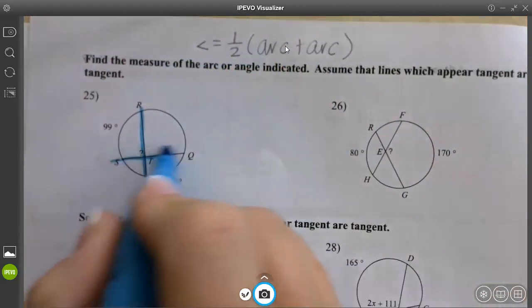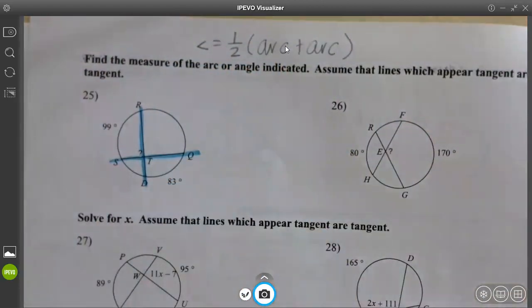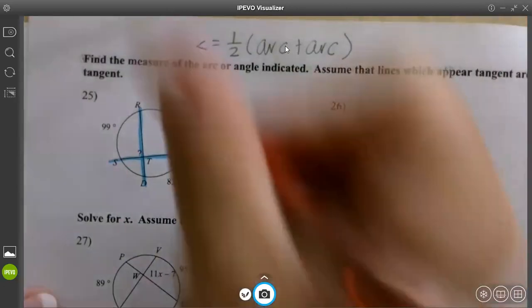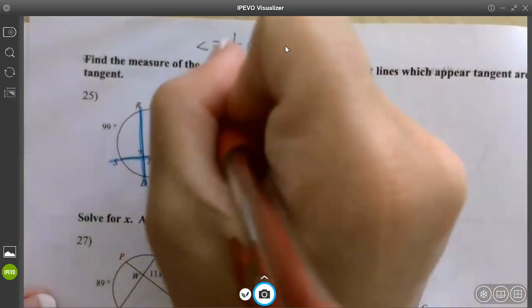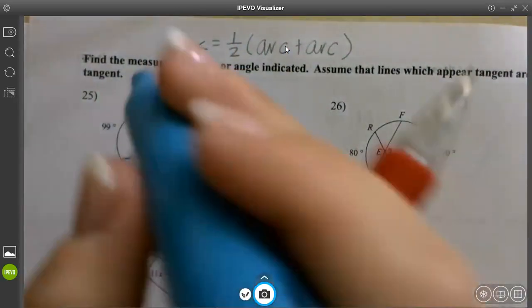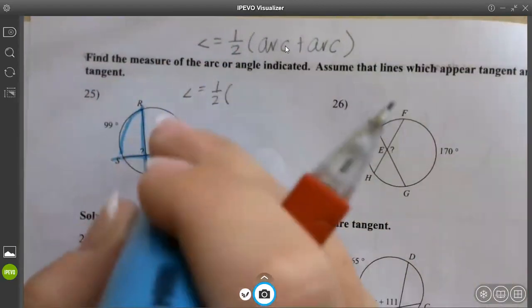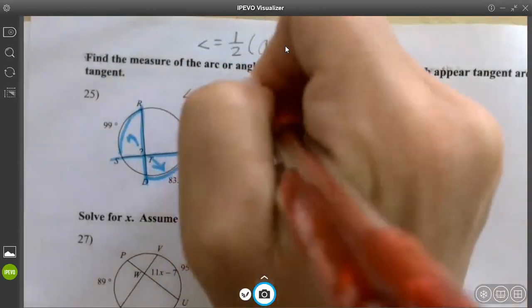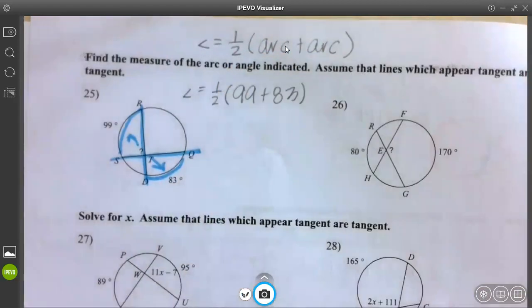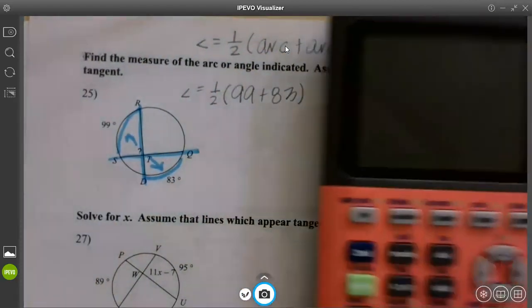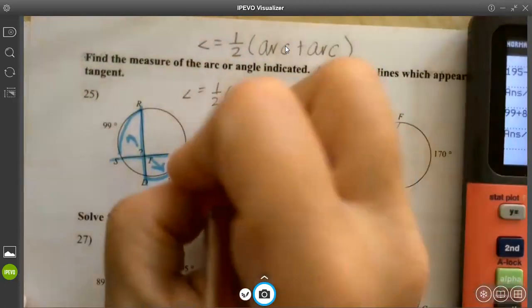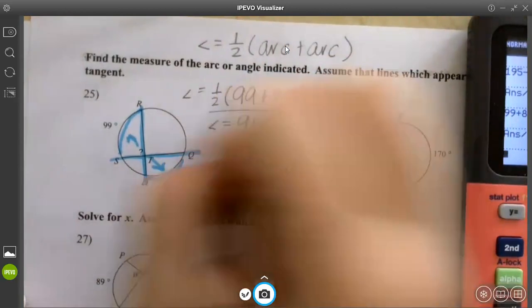So you guys see the X right here. We're going to set it up. Angle equals 1/2. Here are your two arcs. It's going to be the arcs that are across from that X angle. So your two arcs are 99 plus 83. Just put it in your calculator. And you get the angle equals 91 degrees.